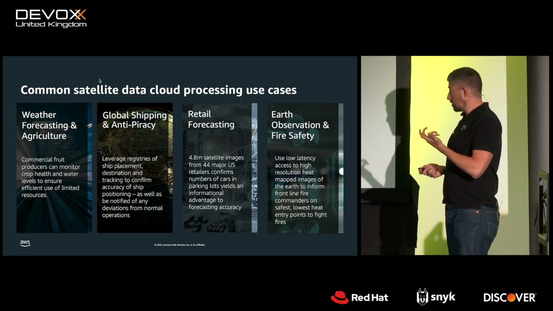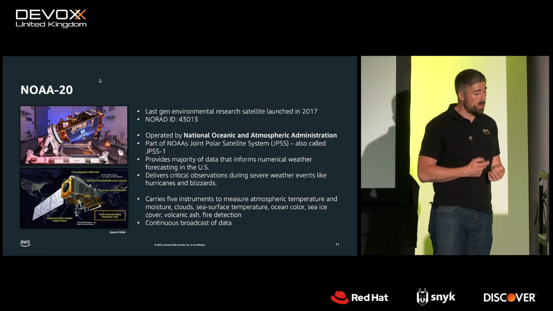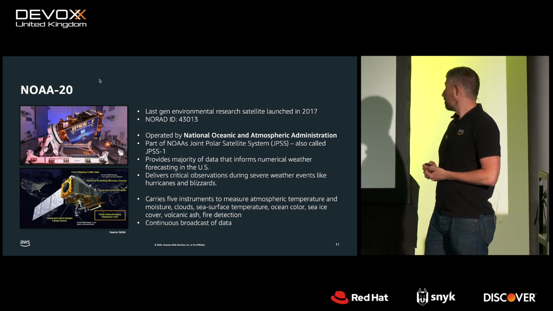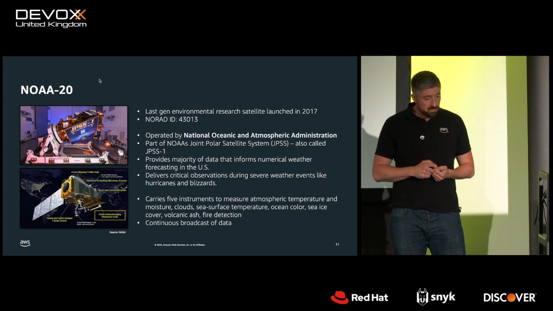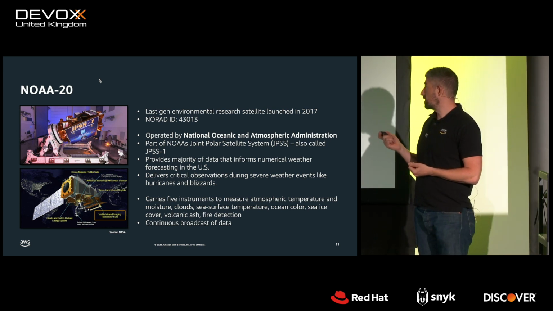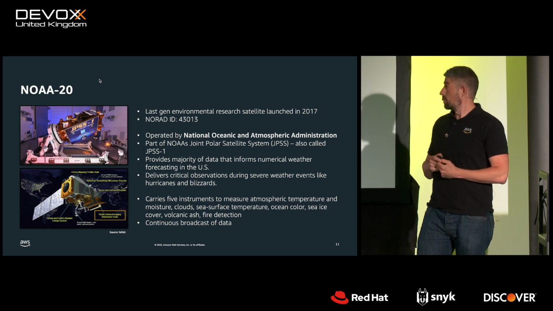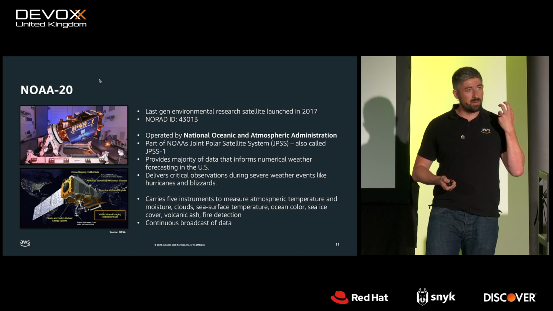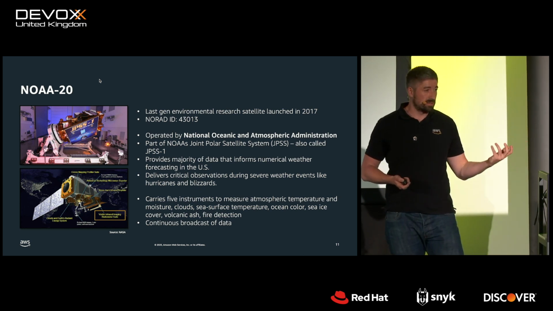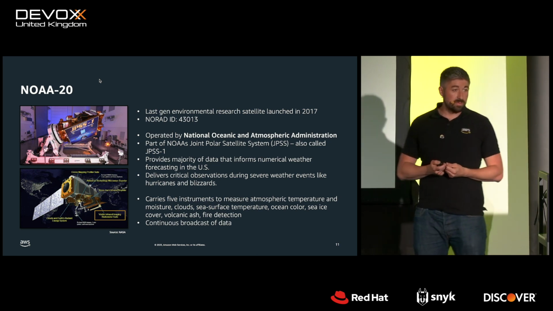And what we are going to do is we're going to use a weather satellite, NOAA 20, which has been launched in 2017 by the National Oceanic and Atmospheric Administration into orbit. It has the NORAD ID 43013. NORAD is the North American aerospace defense command. I don't know what the acronym stands for exactly. It essentially, every object that orbits Earth has a NORAD ID to identify it.